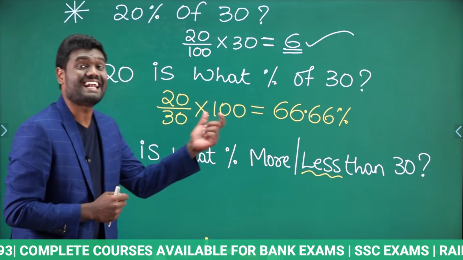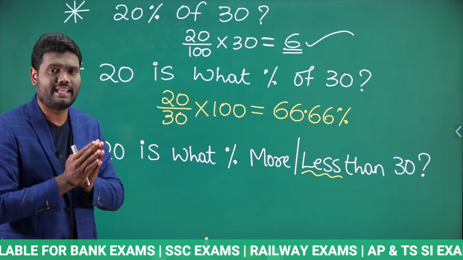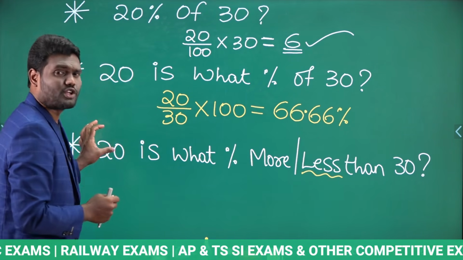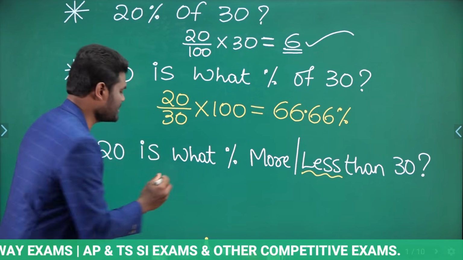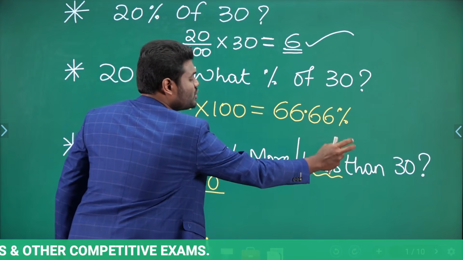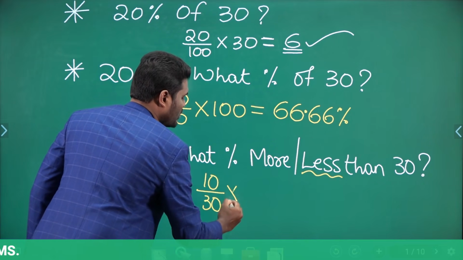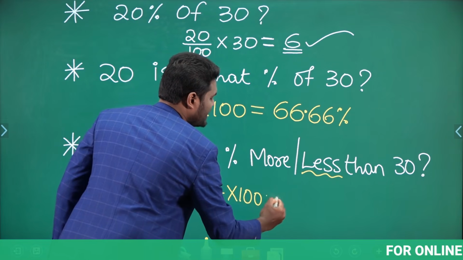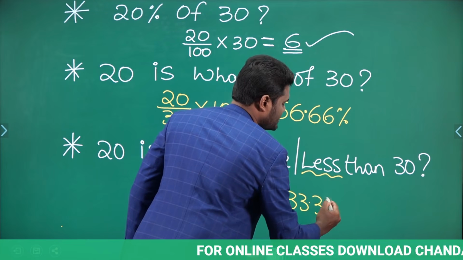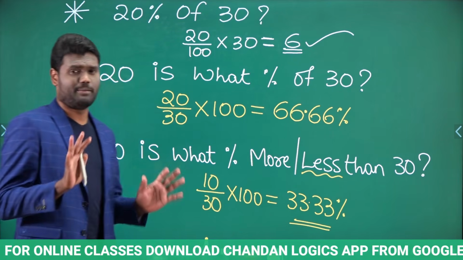Similarly, if I ask you 20 is what percent, actually it is less, so we'll take it as less. 20 is what percent less than 30. When I ask you this, then you need to take the difference of these two. Look here, 20 and 30. Difference is 10. So 10 by, you are supposed to compare that with 30. So 10 by 30 into 100 is nothing but 33.33%. Now this is very simple and important.